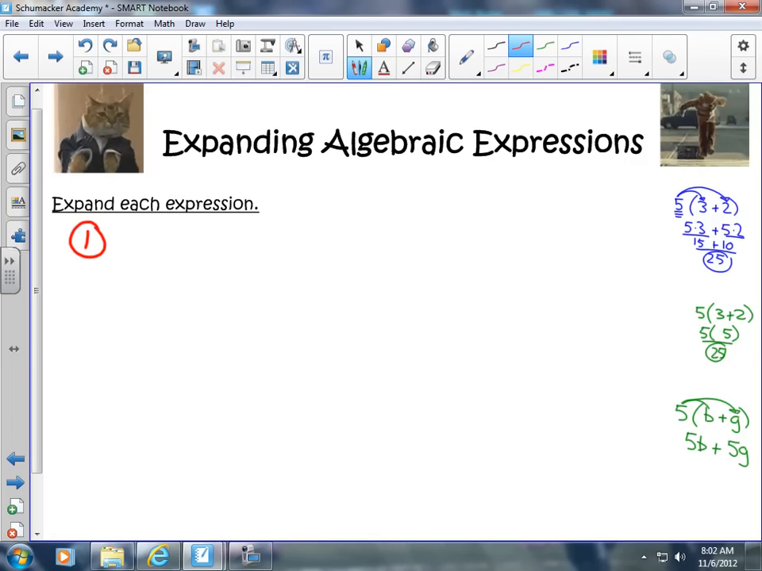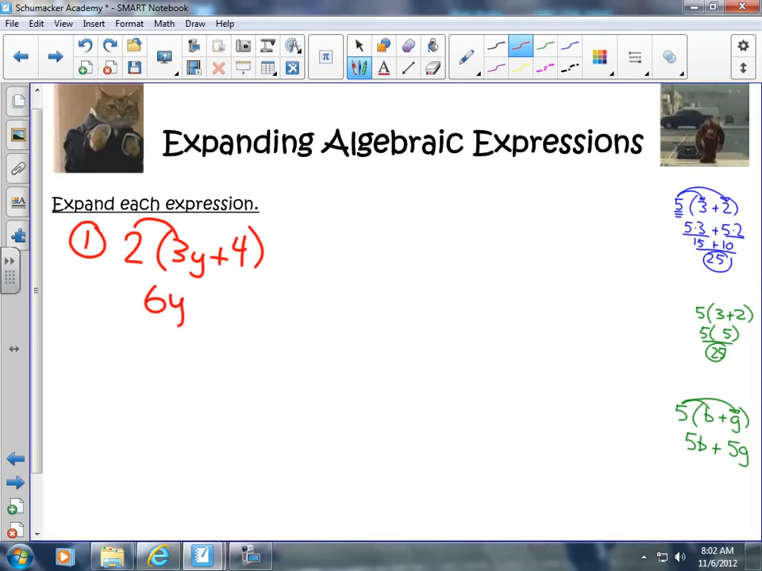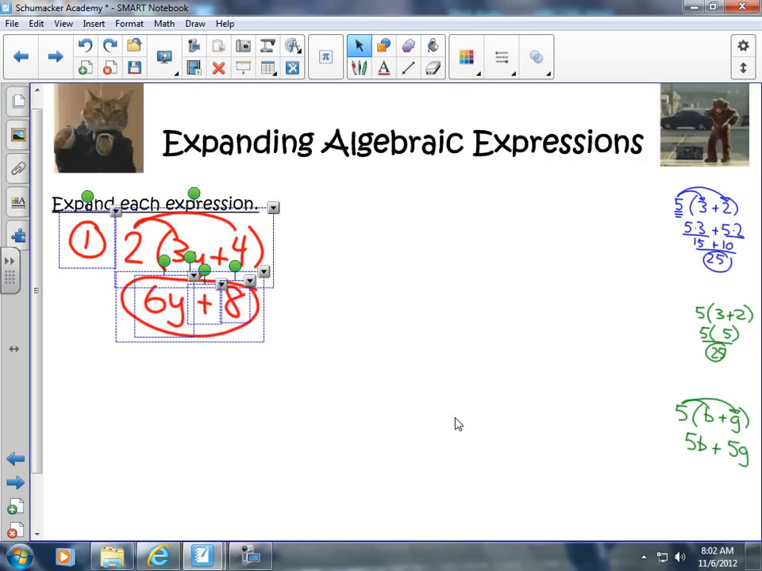Let's just expand each expression. Let's say I have 2 times 3y plus 4. Well, again, in this case, I'm going to take 2 times 3y, and I have 2 sets of 3y's, which would get me 6y's. Again, I don't know what y is, but I know I have 6 sets of them. I'm going to add it, because there's an addition sign. 2 times 4 is 8. I cannot combine these because they are not like terms. Therefore, that is as simplified as it can get, and that is my answer.